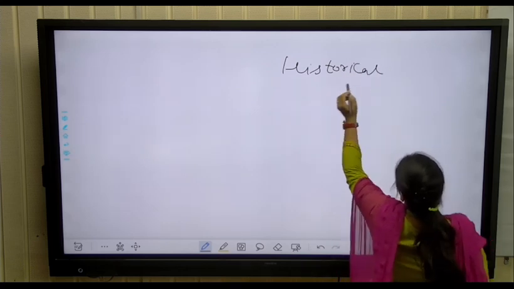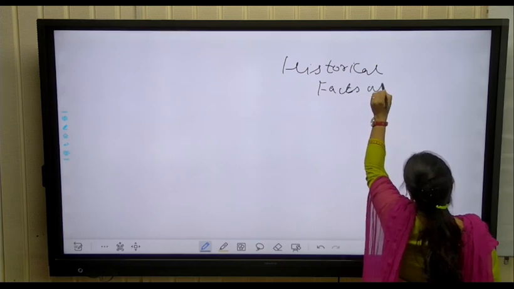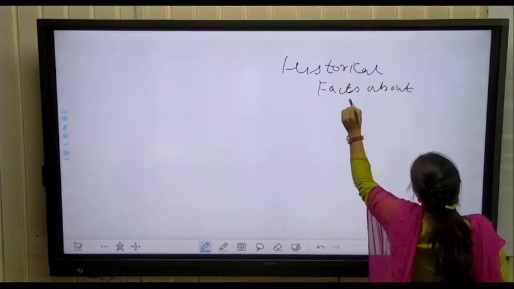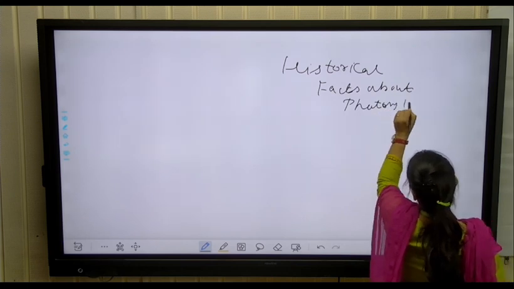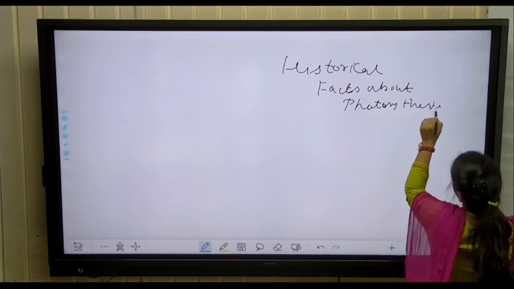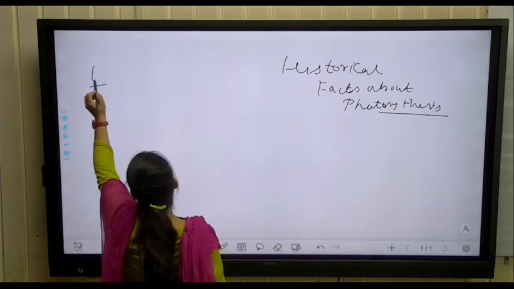Historical facts about photosynthesis. So, we will start with the experiments.